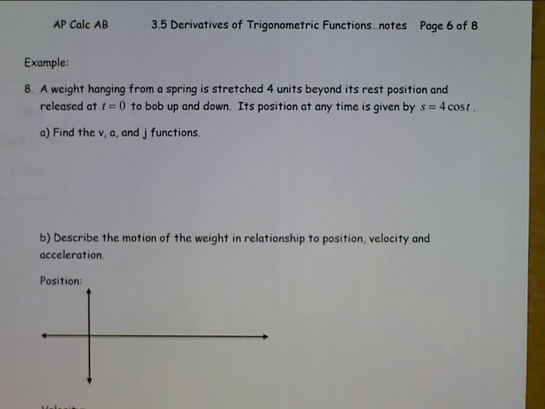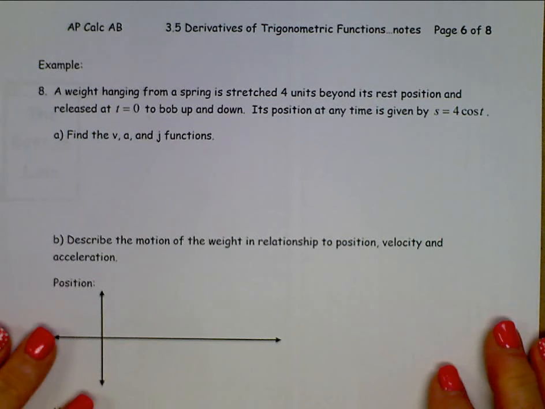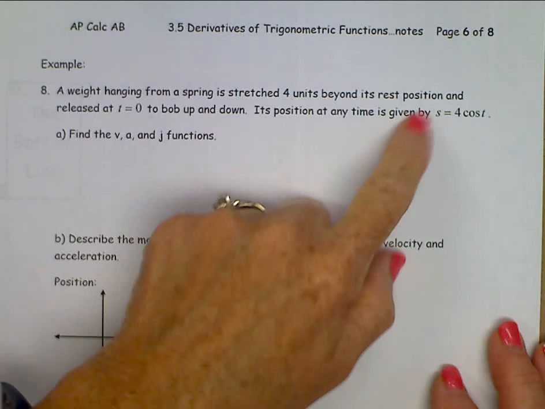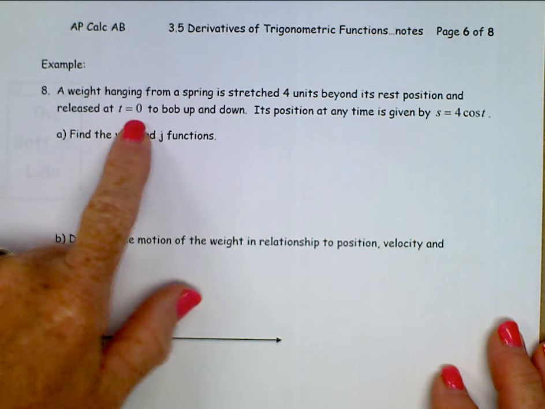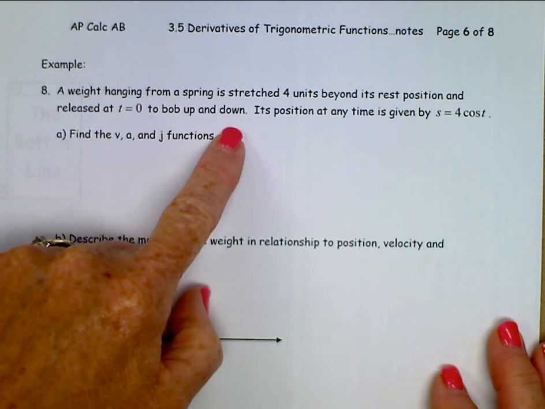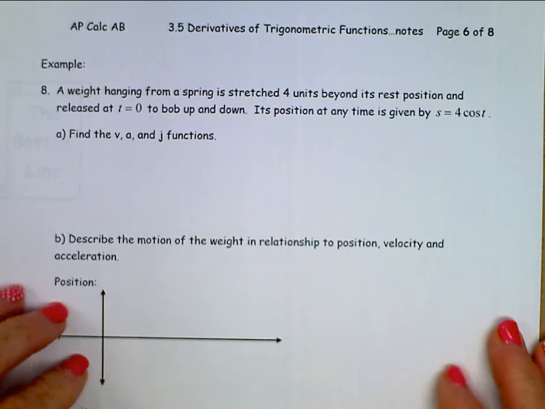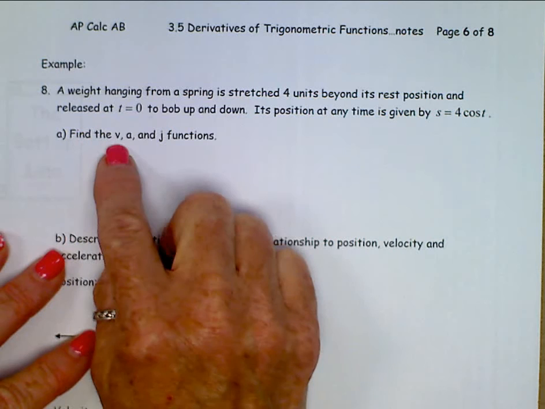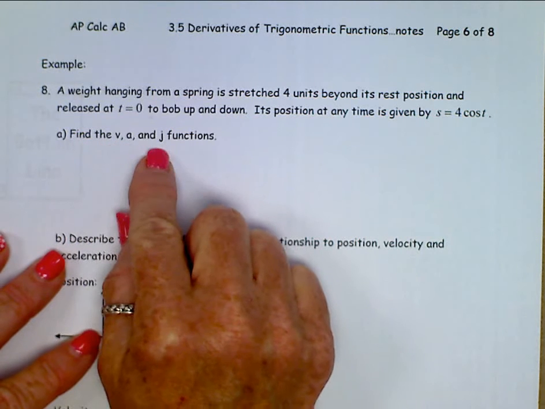Section 3.5, derivatives of trigonometric functions, page 6. Looking at an example of simple harmonic motion, we have a weight hanging from a spring and it is stretched 4 units beyond its rest position and released at time equals 0 to bob up and down. Its position at any time is given by s equals 4 cosine t. I want you to find the velocity, the acceleration, and the jerk functions.